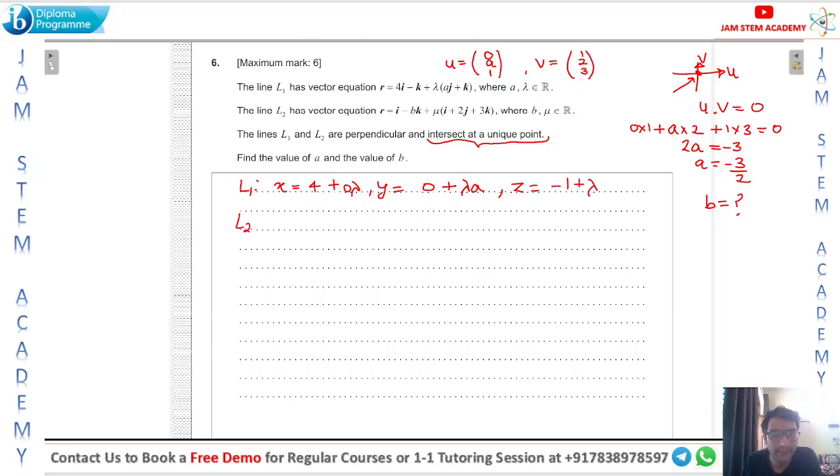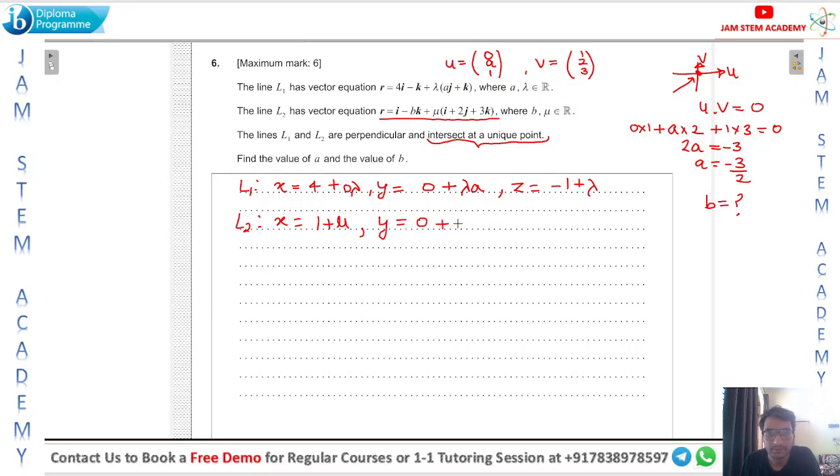Now similarly for the line L2, we find the x component, y component and z component from here. So we get the x component, means the coefficient of i cap, that is 1 plus mu. Then for the y component, we have 0 plus 2 mu. Then for the z component, compare the k cap. So minus b plus 3 mu.